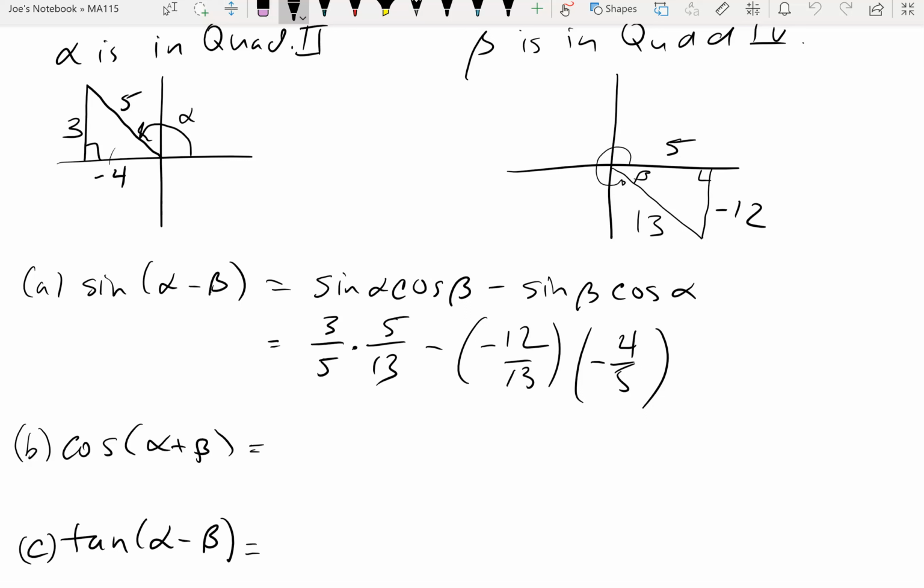That's okay. I got the cosine. Cosine of alpha times cosine of beta minus sine of alpha times... Okay, that's a good place to start, right? Get the identity written down. Okay, and then from the triangles, can you figure out the values for each of those? Okay, what did you get for cosine alpha?